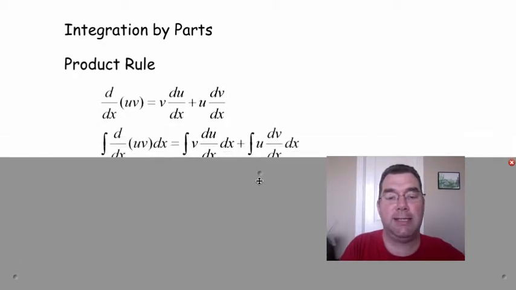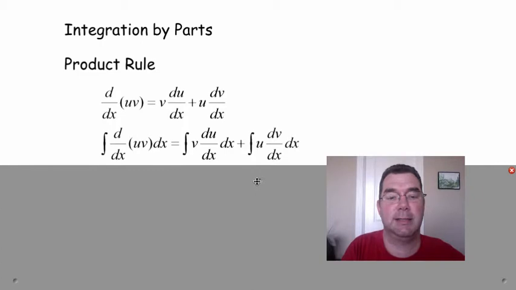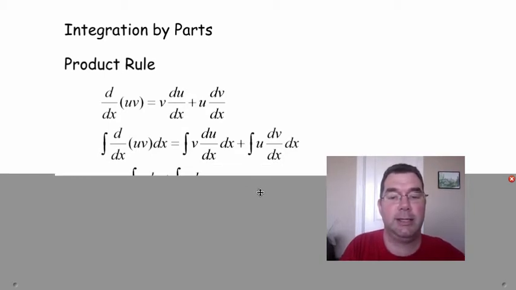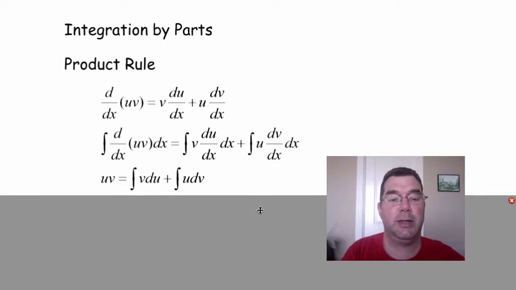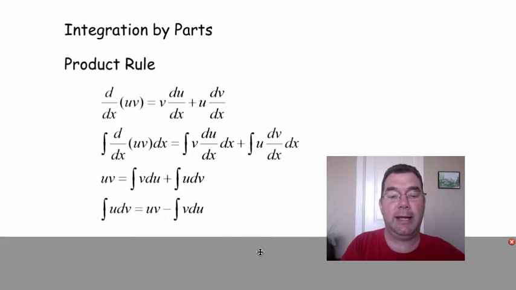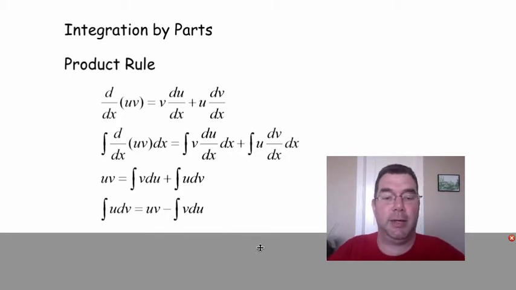All right. Now, if I take the antiderivative of all of that, taking the antiderivative of each term, this is what it looks like, just with a funky s and a dx at the end of each one. Notice how the dx's cancel, and I'm left with uv equals the antiderivative of v du plus the antiderivative of u dv. All right, and if I rearrange that and solve for the antiderivative of u dv, that will equal uv minus the antiderivative of v du.